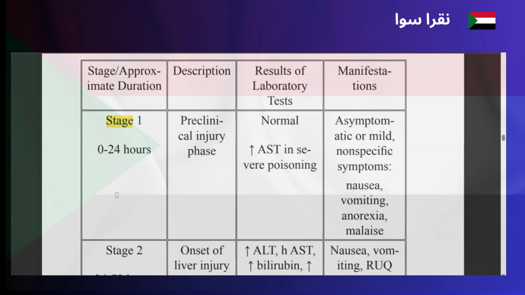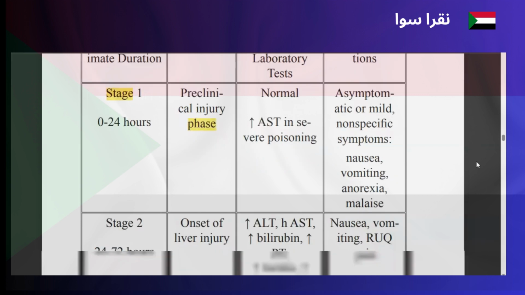So stage 1, the first 24 hours, is the preclinical phase. The lab tests may be normal or there is increased AST in severe poisoning. The patient may be asymptomatic or have mild non-specific symptoms such as nausea, vomiting, anorexia, and malaise.